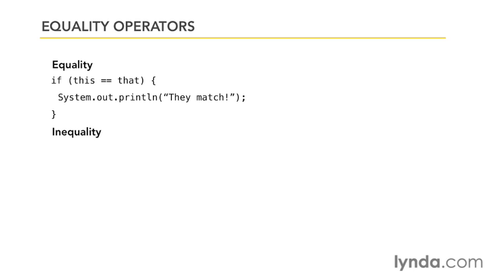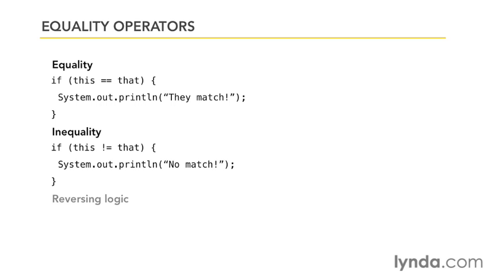The inequality operator is an exclamation mark and the equal sign. So this syntax is asking if this value is not equal to that. And finally, you can also use the exclamation mark on its own to reverse the value of a Boolean expression. A Boolean expression evaluates to either true or false. When you apply the exclamation mark before it, that reverses the value. If it started as true, it becomes false, and if it started as false, it becomes true.